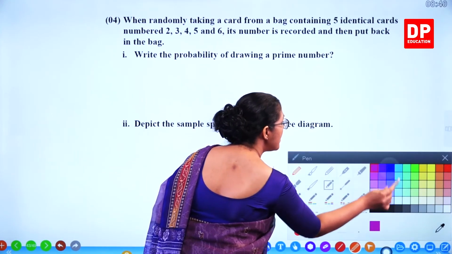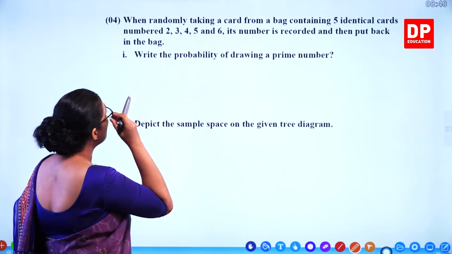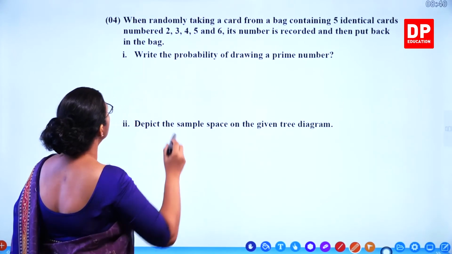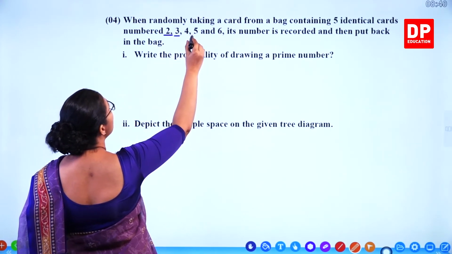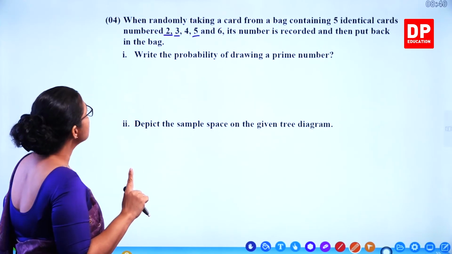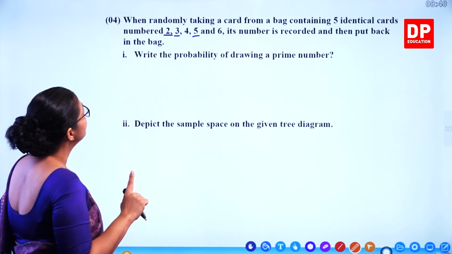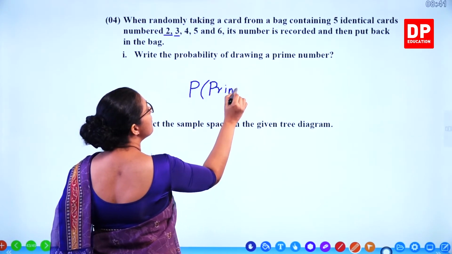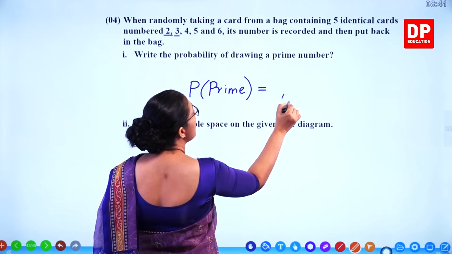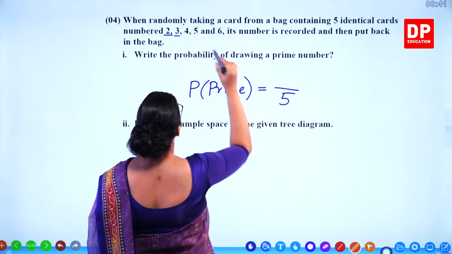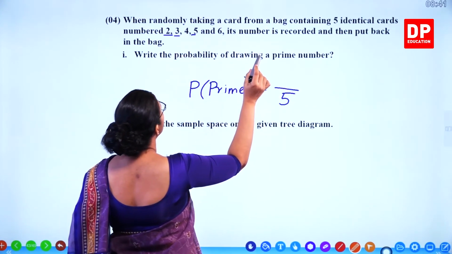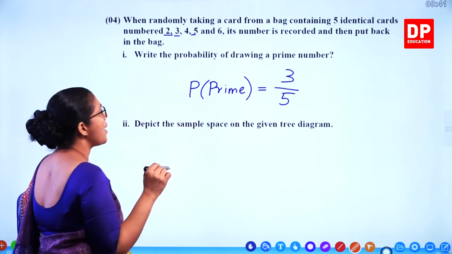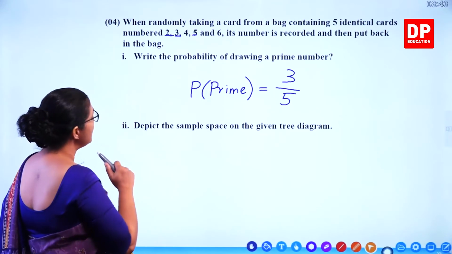What are prime numbers? Not divisible by any other number, only divisible by 1 and itself. So 2, 3 and 5. What's the probability of getting a prime? 5 cards are there. Out of 5, 2, 3, 5 are prime numbers. So 3 numbers are prime. So 3 over 5. Now we'll look at the next one.